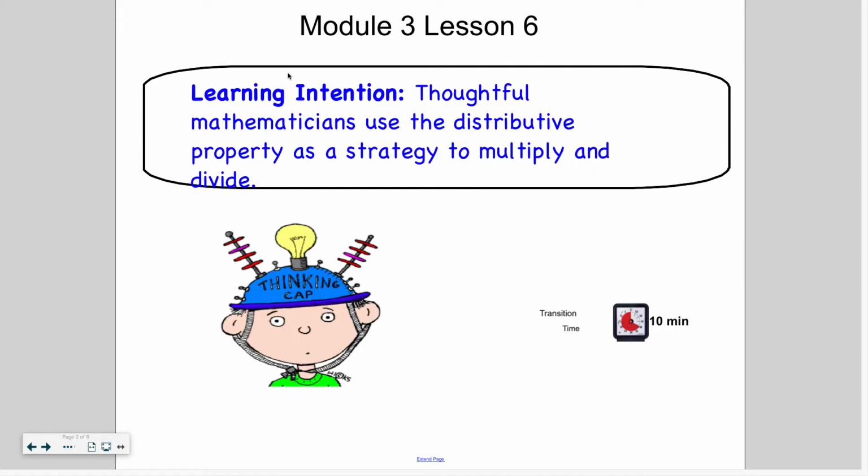Hi scholars, so today we're completing Module 3, Lesson 6. Let's get started with our learning intention. Thoughtful mathematicians use the distributive property as a strategy to multiply and divide.